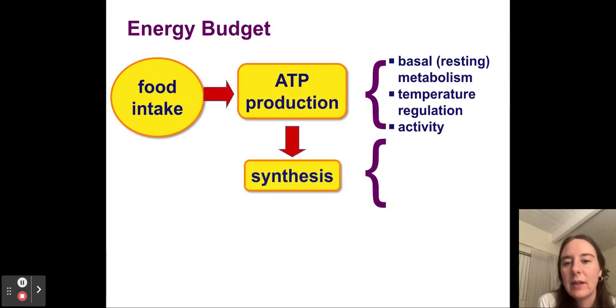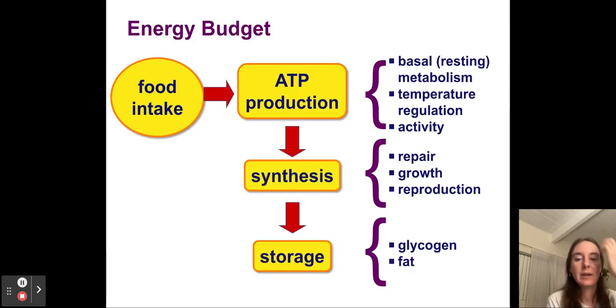All right, so let's take a look at what's actually happening to our food when we take it in. So we take our food in, and really the whole point is to make ATP, right? That's a smaller molecule that can be used in our cell. Now, this ATP can be used for something called our basal resting metabolism.